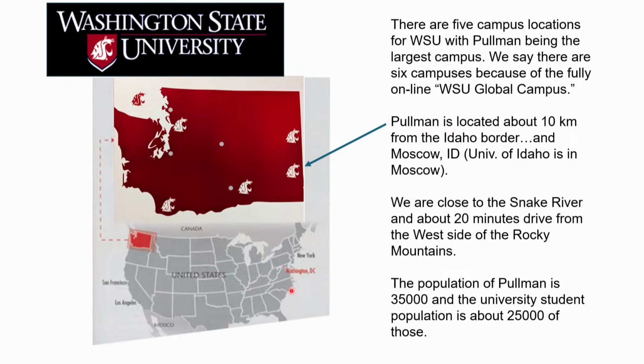I'll get started. Okay, so Washington, D.C. is on the East Coast. Here's Washington State up here in the northwest corner, right up against Canada. And if you look at our university, we are divided into 5 campuses. They say 6 because there's a global campus, which is an all-online option. There's about 30,000 students in Washington State University, and almost 25,000 of those are in Pullman. The other campuses are small campuses. The Spokane campus up here is our medical campus, so that's where the medical school is.